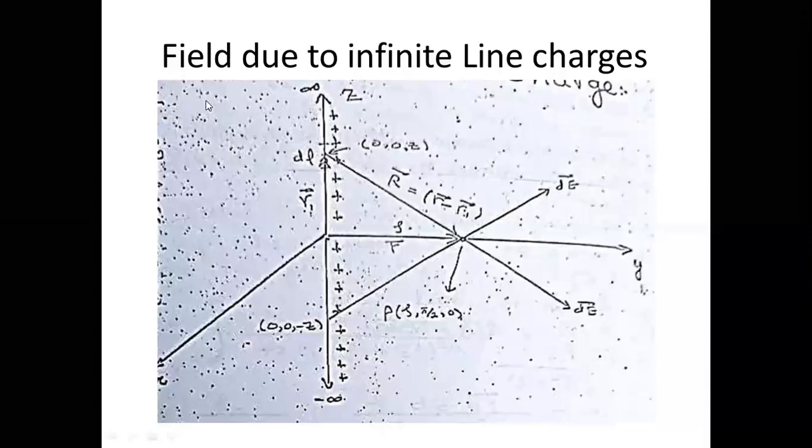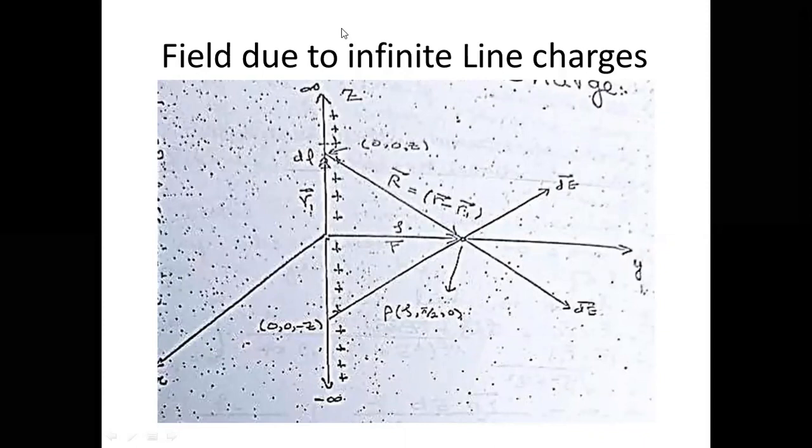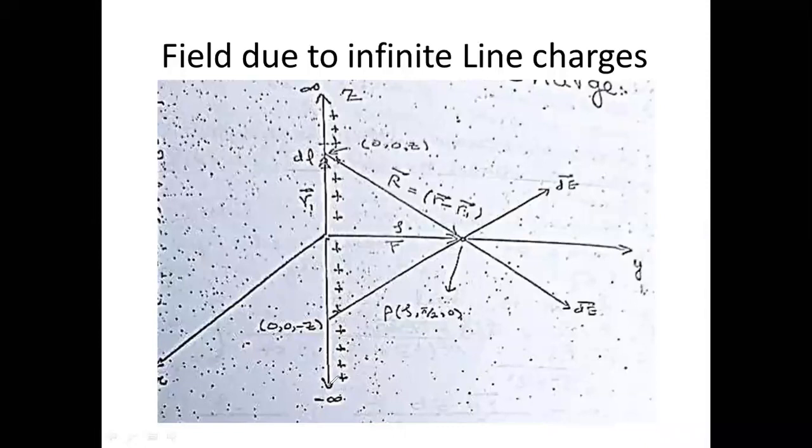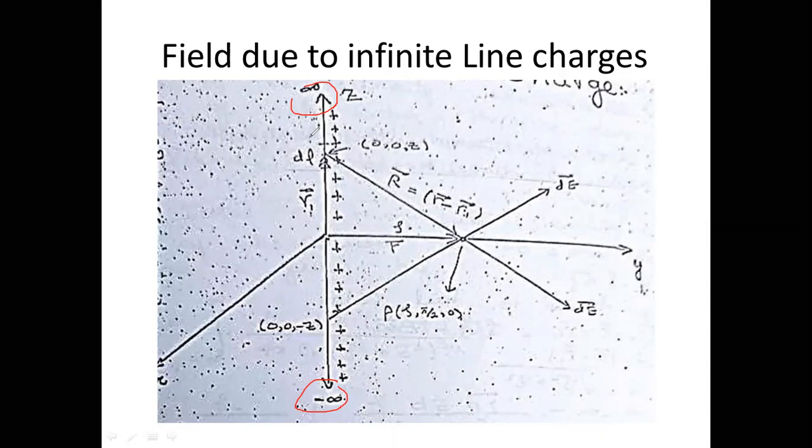So now the electric field intensity due to the infinite line charges. Now the charges are distributed along the line, but it limits from minus infinity to plus infinity. Okay, and the charges are distributed along the dl, small l. So dl is along the z, so we will consider dl as dz.